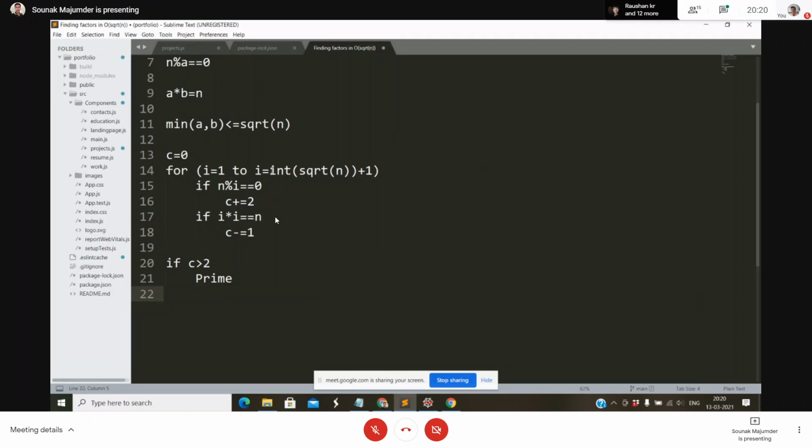Okay, so basically here, let's say the number is 10, so square root of n is roughly around 3.2. So int of square root of n will make it an integer, which is 3. So if I run the loop from i equals 1 to 3, then it will check for i equals 1 and i equals 2. But i equals 3 will not be checked.